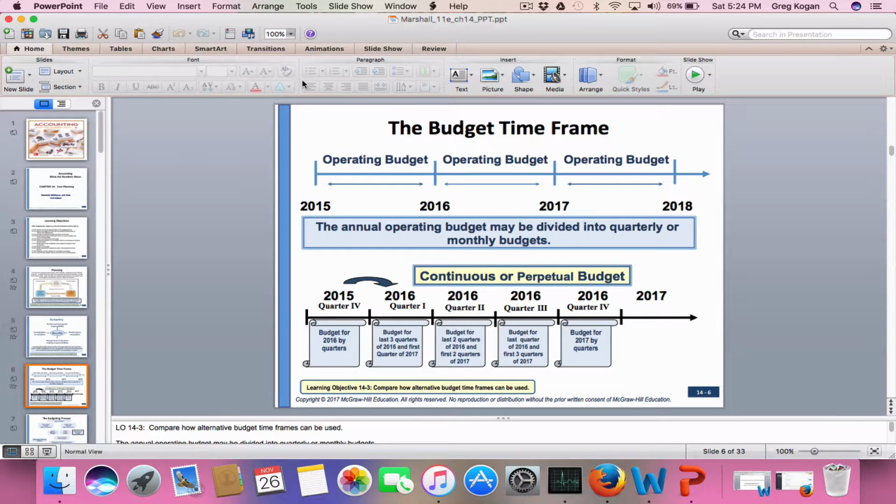Initially, we'll talk about the budget and how the budget works, and basically the definitions of a budget. What we look at first is the budget time frame for the operating budget. A lot of times in industry they'll do a budget for the year ahead, and every year they'll renew it. Or a continuous or perpetual budget is every quarter they go for the year in advance, so they update the budget every quarter.